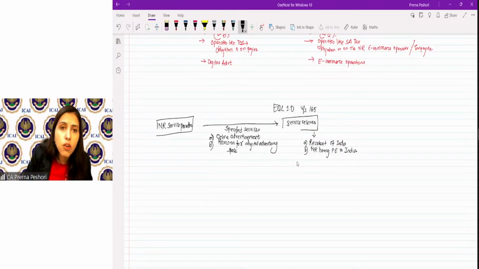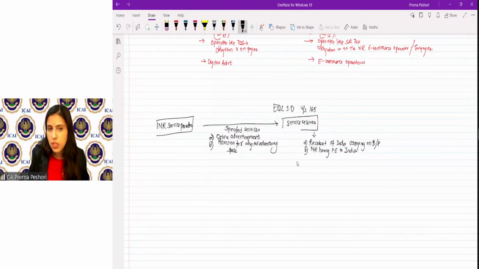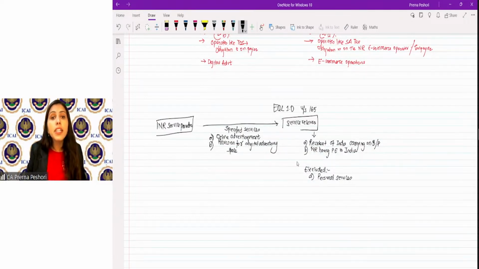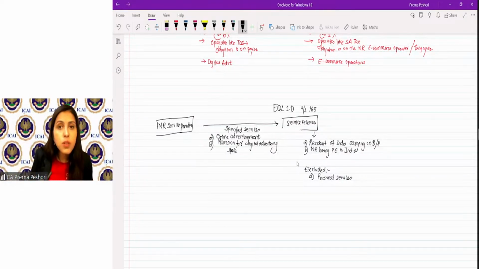Now this resident of India should be carrying on business or profession. So what is excluded is personal services. If I am obtaining the services for my personal use, that is outside the scope of equalization levy. So a resident in India should be carrying out the business or profession. The services should be for the business or profession.